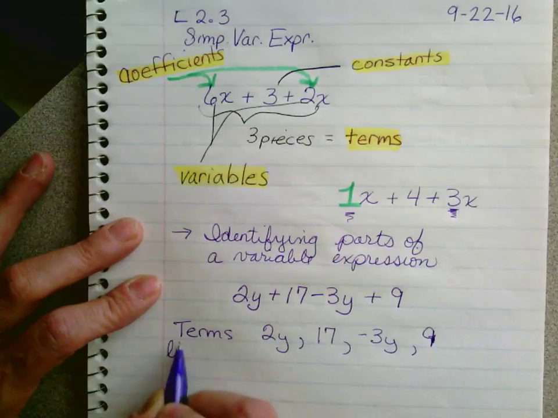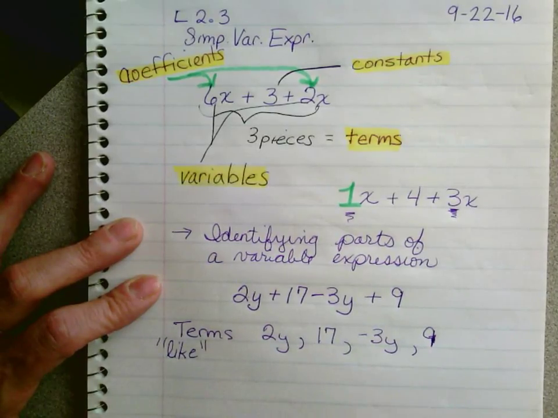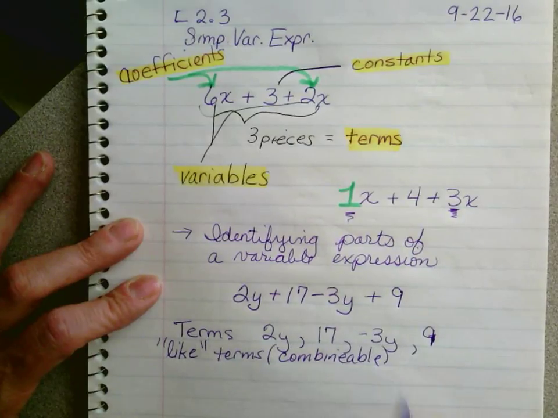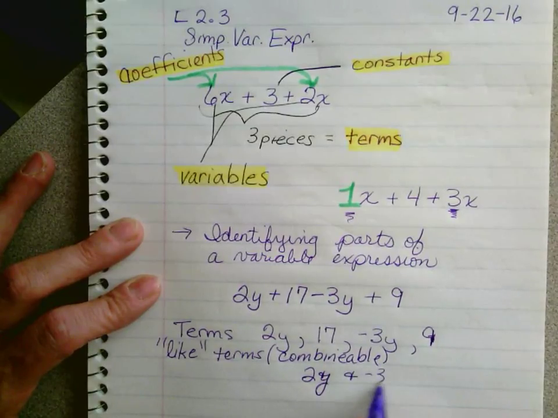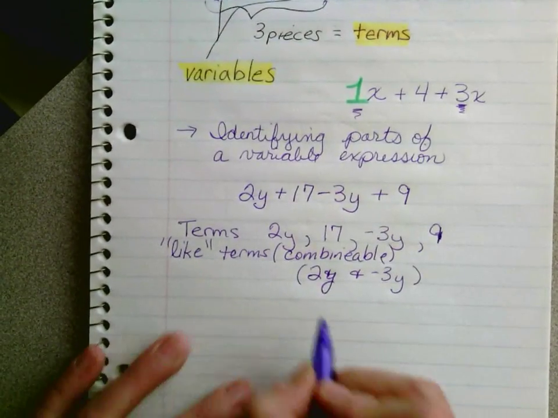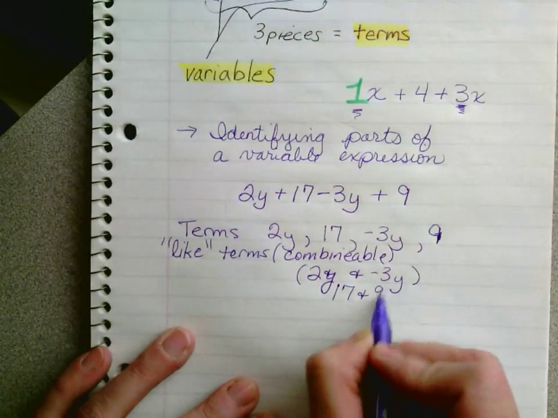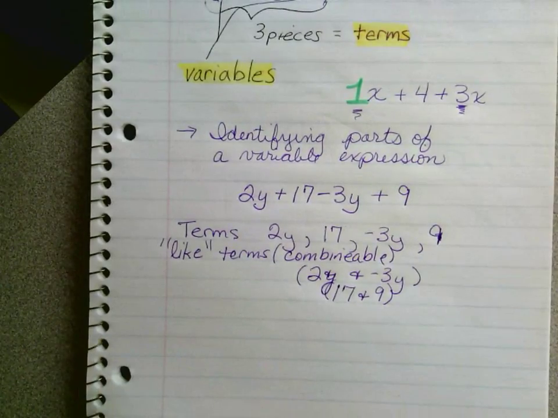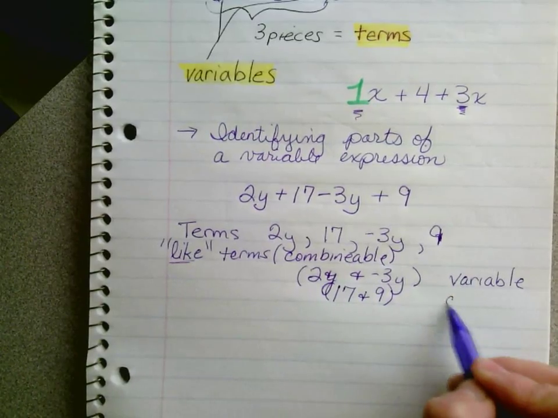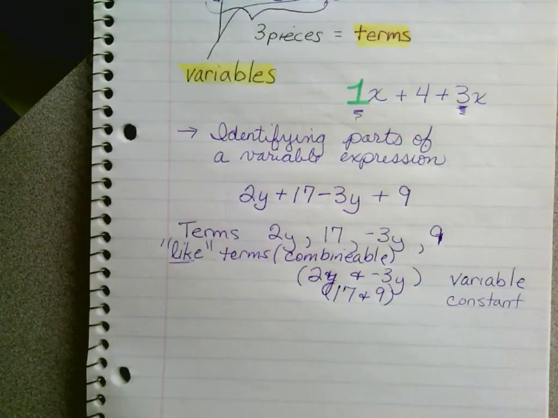Anything that is common is said to be like. Like terms are terms that are combinable. They're the same type of thing. Like terms are 2y and negative 3y. Those 2 things could be combined. Also 17 and 9. Those could be combined. That's what this means. These are the variable terms, and they could be combined. And these are the constant terms, which could also be combined.